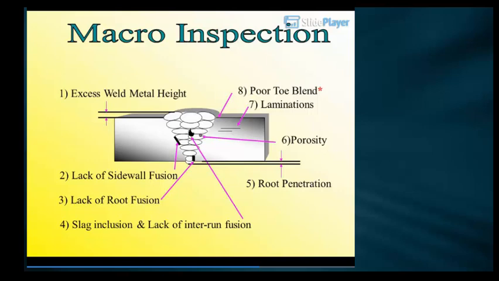7. Laminations. 6. Porosity. 2. Lack of sidewall fusion. 5. Root penetration. 3. Lack of root fusion. 4. Slag inclusion and lack of inter-run fusion.